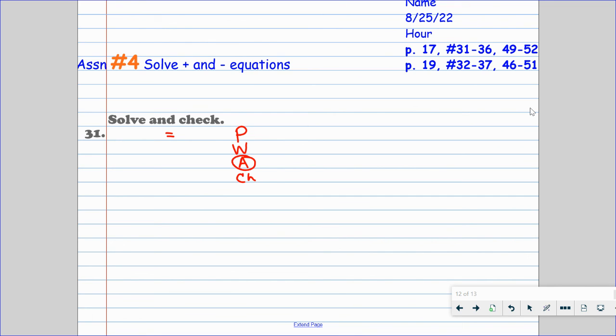Write the original problem, show your work, be fair to both sides. Find your answer, which should be a solution. How do you know it's a solution? You're going to check it to make sure that it makes a true statement.